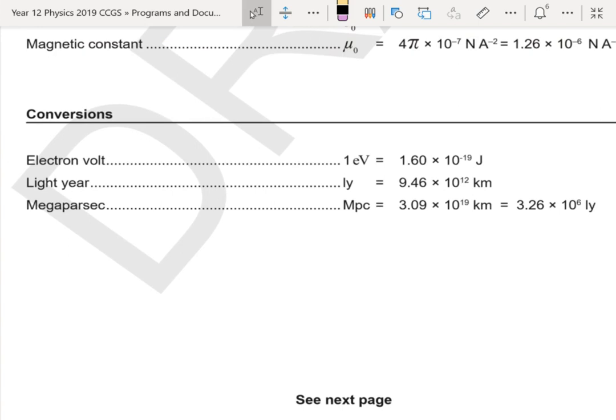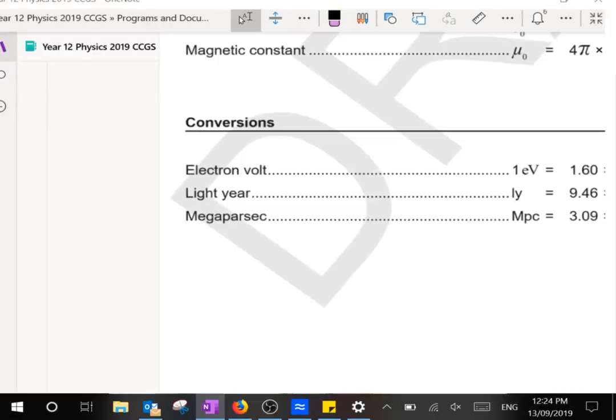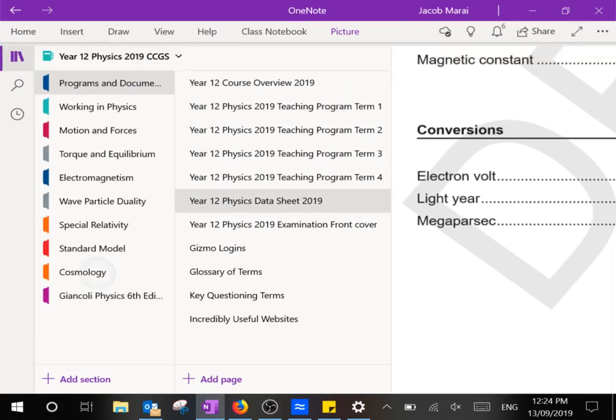But there's our 3.26, and it's a megaparsec. Because it turns out that even a parsec, as big a distance as it is, is not big enough because things are further away. We have to talk about millions of parsecs. So this is 3.26 million light years. Turns out there are galaxies that are millions of light years away. More on that later in this lesson and next week. So, back to your book, please.